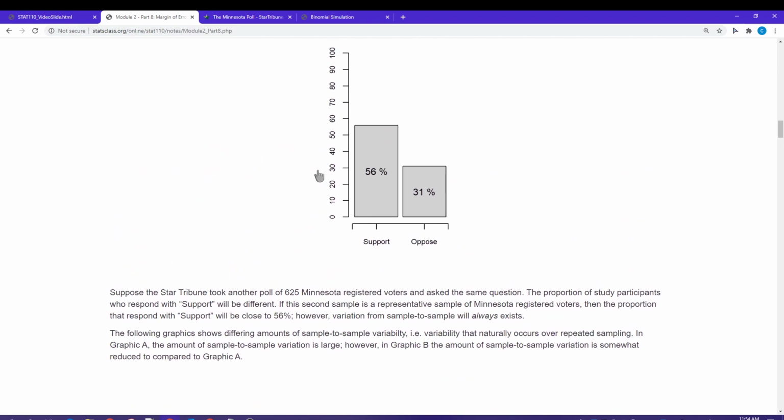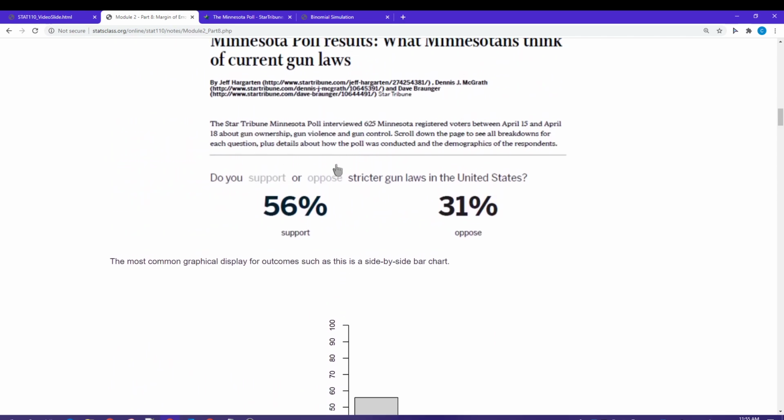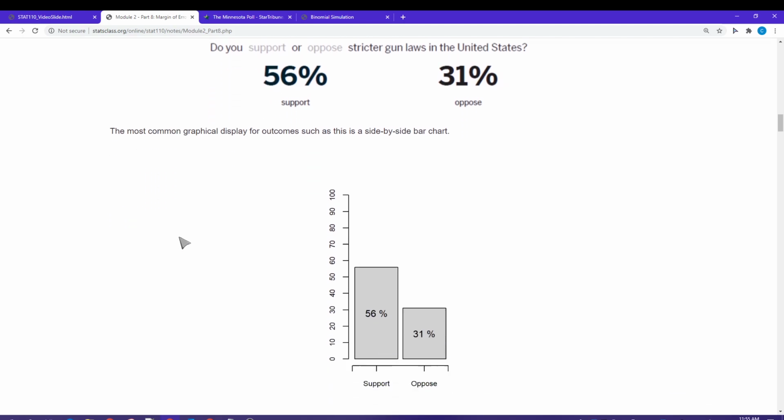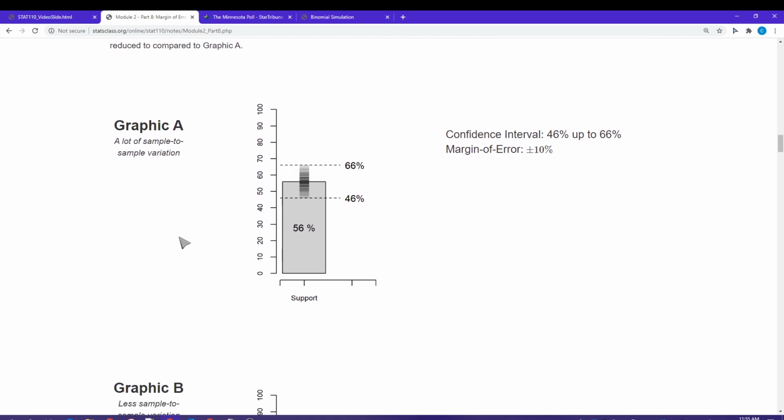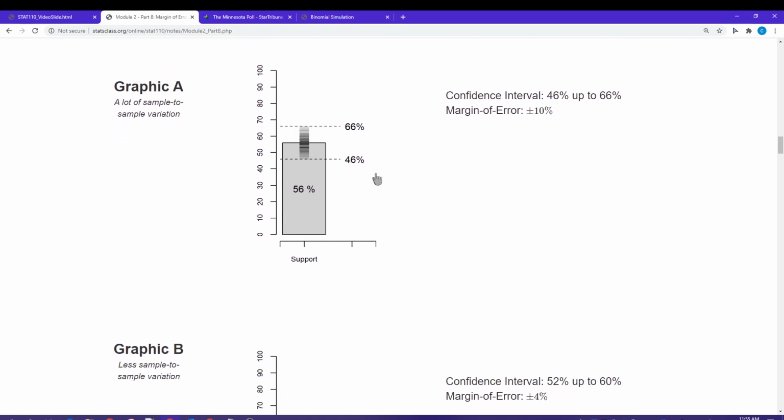And what we are interested in understanding is how much is this 56%, so if we go back up to the poll, how much is this 56% going to change if we were to do this poll again? How much is that 56% going to go up? Or how much is that 56% going to go down? We know that that value is going to vary from sample to sample. The amount that it goes up and down is the margin of error. And that is what is expressed here in graphic A.